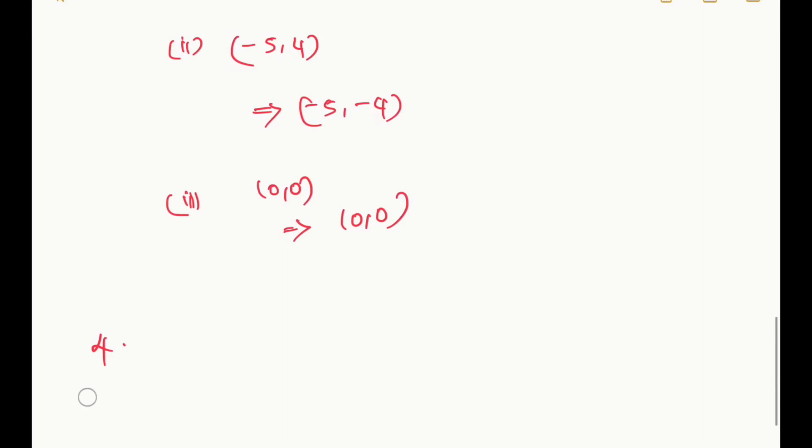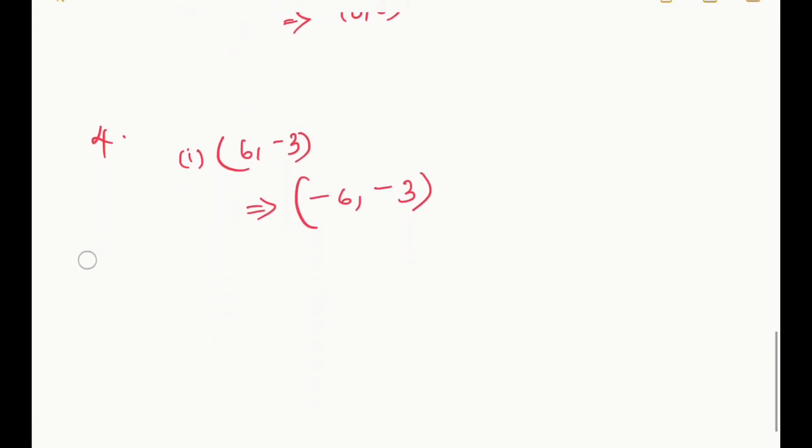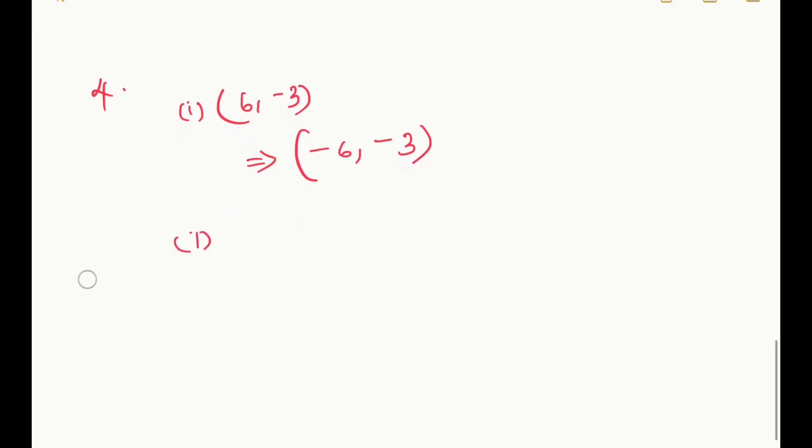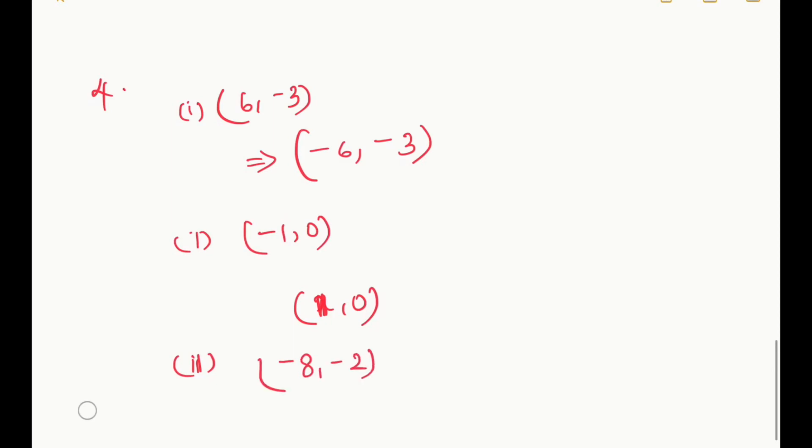Now the fourth question: state the coordinates of the following points under the reflection in the y-axis. First we have 6, minus 3. So what happens to your x? The x value changes, you will get minus 6, minus 3. Now the second sub question we have minus 1, 0. It will become 1, 0. Now the third sub question we have minus 8, minus 2. So that will become 8, minus 2. Hope it's clear to you, children.